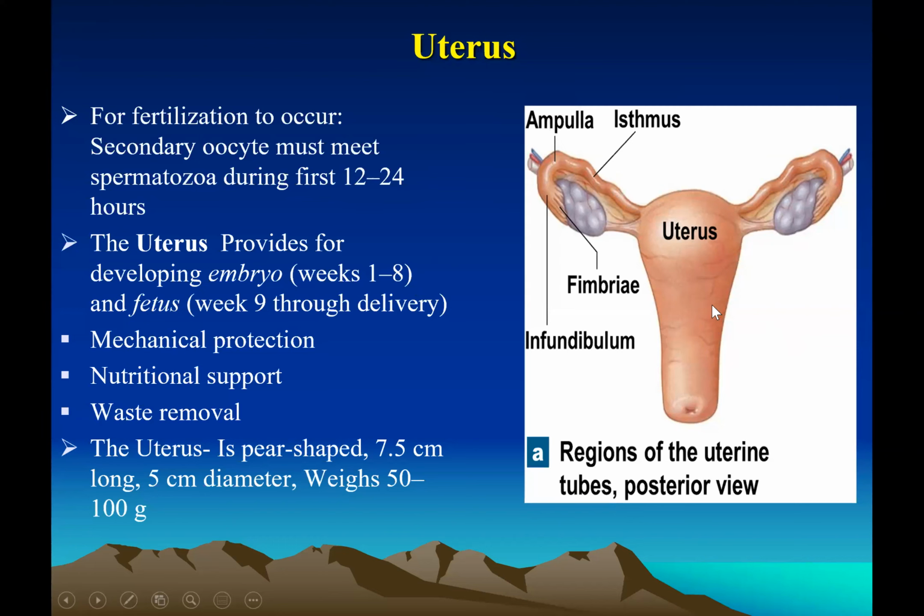In order to meet all the high demands of a growing baby, it is highly supported. There's lots of ligaments that will keep the uterus in place. We saw the broad ligament that is attached to the pelvic cavity. It is highly nourished with arteries in order to supply the baby with nourishment and to get rid of the waste. It's about 7 centimeters long, 5 centimeters wide, and about 100 grams in weight.